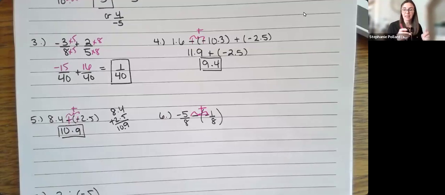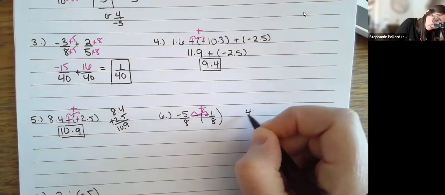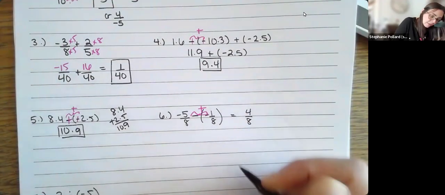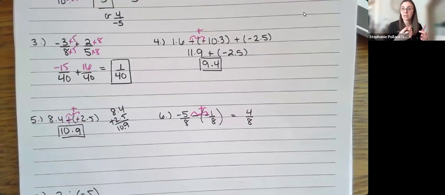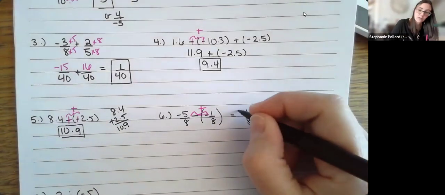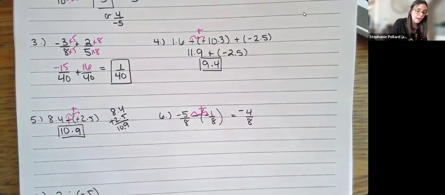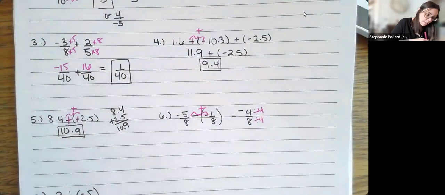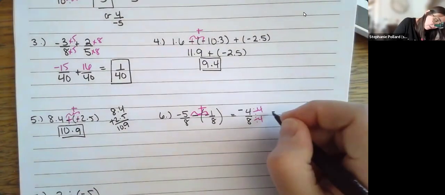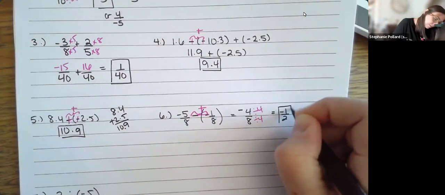But I have different signs, so I'm actually going to subtract. 5 minus 1 is 4. So this becomes 4/8. And think of it, it was -5 and +1. There's definitely more negatives there, right? 5 is a larger absolute value. So this would be -4/8. Now I am going to simplify this. I can divide these both by 4, and I end up with -1/2 as my final answer.